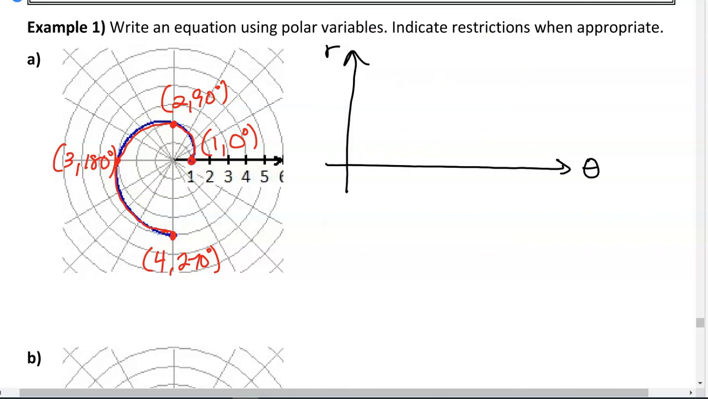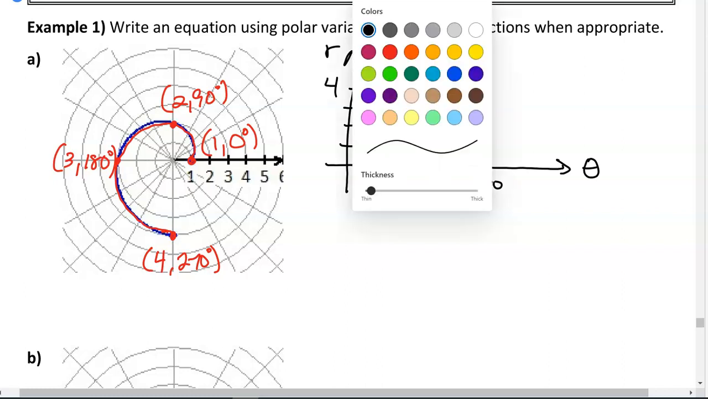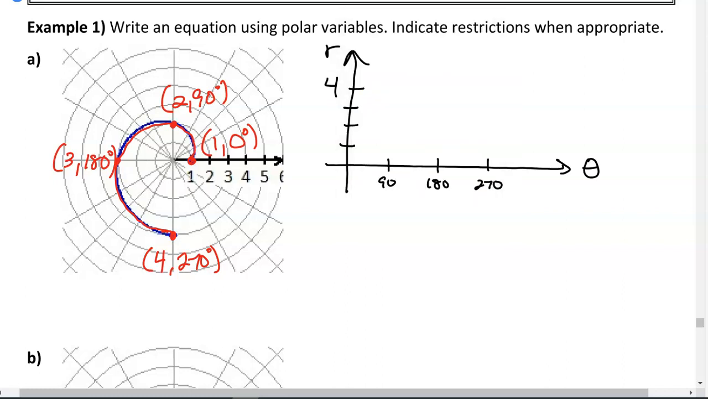So for our theta values, we're going to need 0, 90, 180 through 270. And then for our r values, 1, 2, 3, and 4. So we have at 0 degrees, a radius of 1. At 90 degrees, a radius of 2. At 180 degrees, a radius of 3. And at 270, a radius of 4. If you connect those points, that's very clearly a straight line.